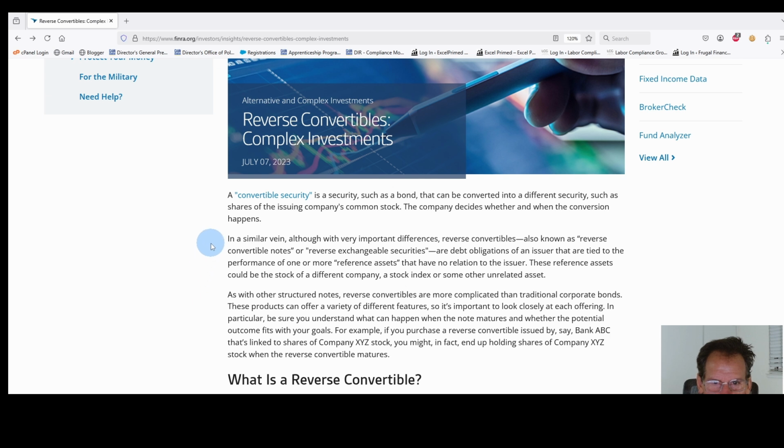A convertible security is a security, such as a bond, that can be converted into different securities, such as shares of the issuing company's common stock. The company decides whether and when the conversion happens.